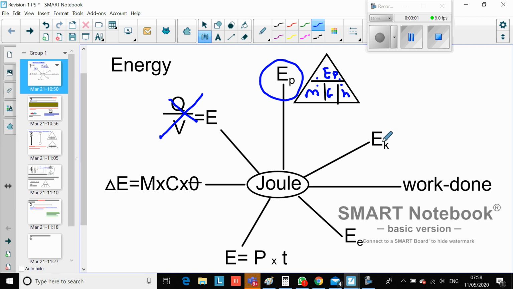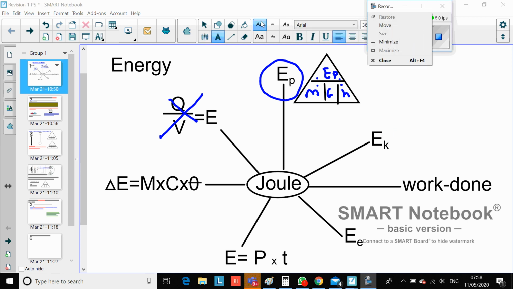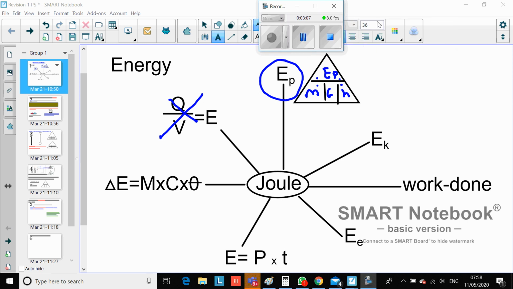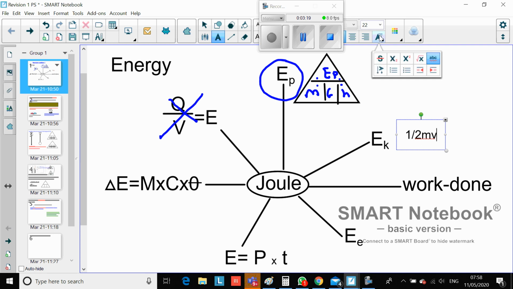K. K is kinetic energy, and the way we go about calculating that, for those of you who can remember, is this: half mv squared. If I can just type that in there, yeah. Okay.